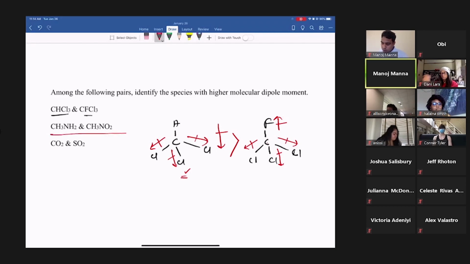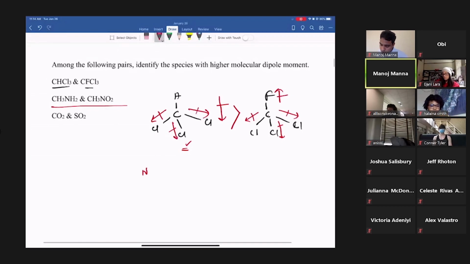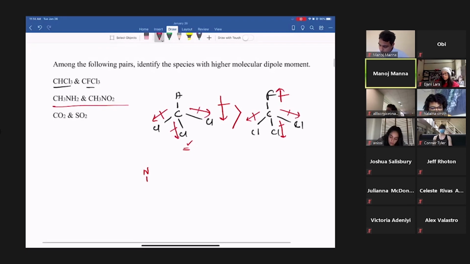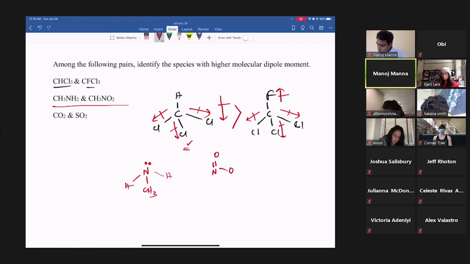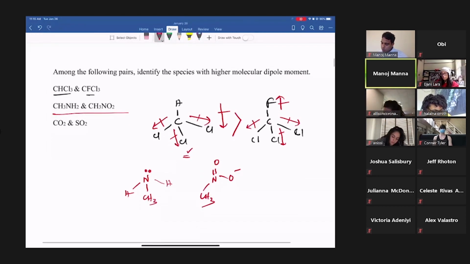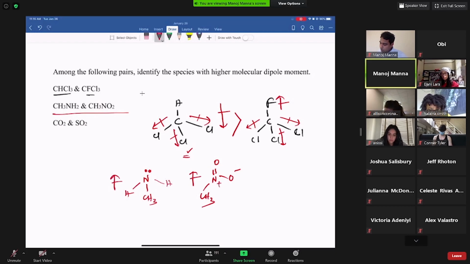Similarly, if we compare these two, we have to have an idea about the structure. Nitrogen you have NH2, so that means CH3, H and H, you have a lone pair over here, and you have N double bond O minus, and a CH3. Now between these two, which one could have a higher dipole moment? We know that for this particular case you have dipole in this direction. In this particular case you will have this direction. Already you have a charge separation. That means the dipole moment is higher for this one. Okay.